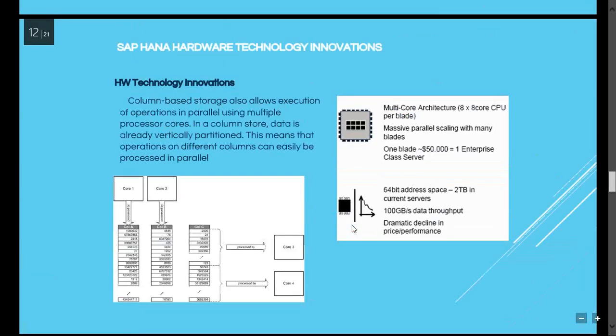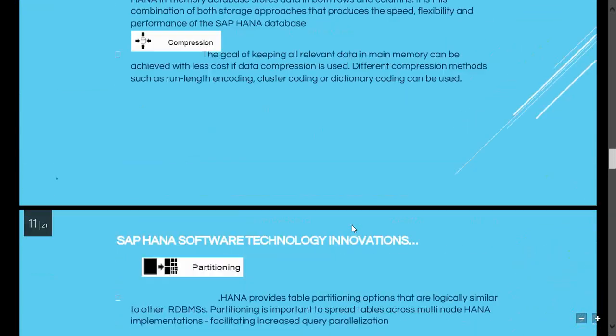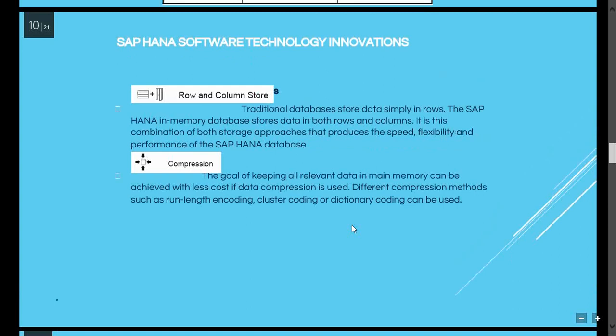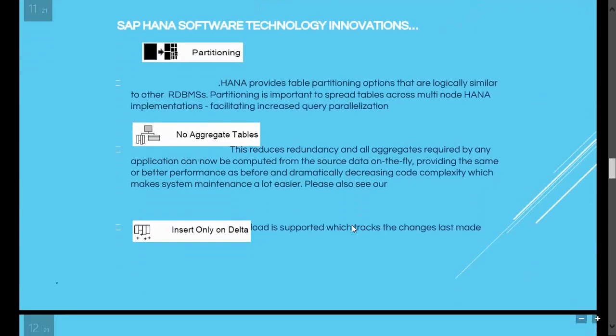So did you get these points? We just discussed the five software technology innovations. We are going to discuss these points once again in detail when we go to the relevant topics. As of now, there is row and columnar storage, we have partitioning, we have compression, no aggregate tables, and insert only on delta.